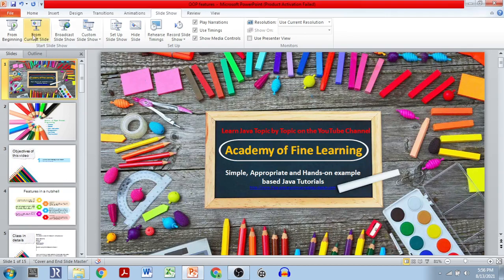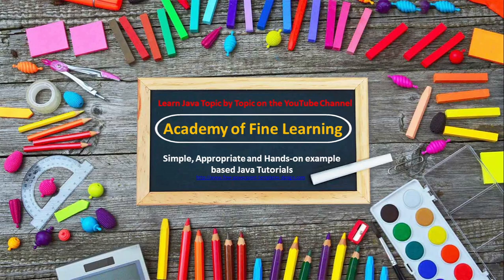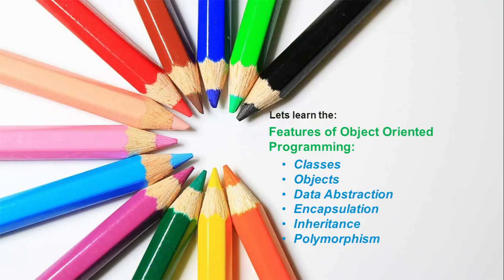Today we'll see the features of object-oriented programming. We'll learn regarding the features of object-oriented programming. Each and every object-oriented programming language like Java has 6 features. The first one is classes, next the objects, then data abstraction, encapsulation, inheritance, and the last is polymorphism.